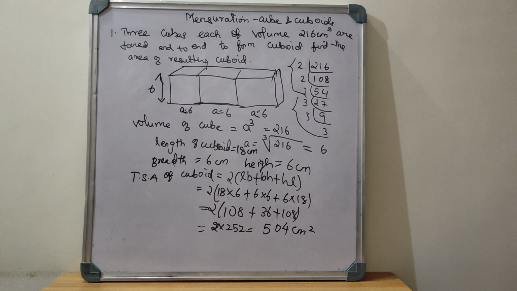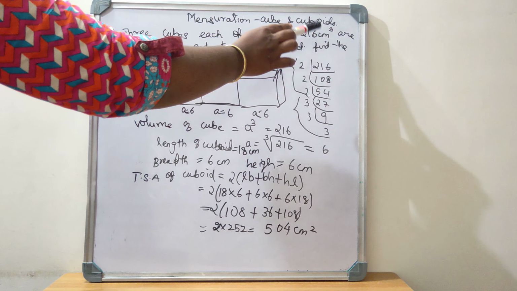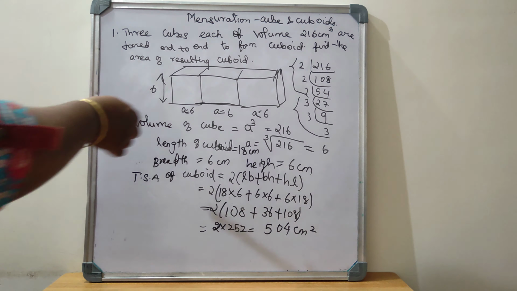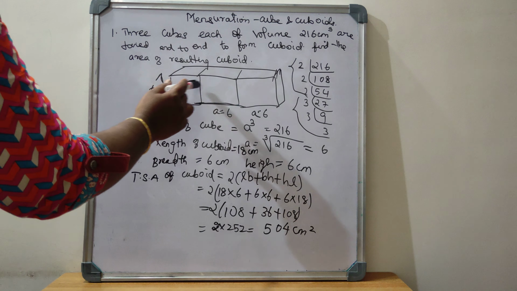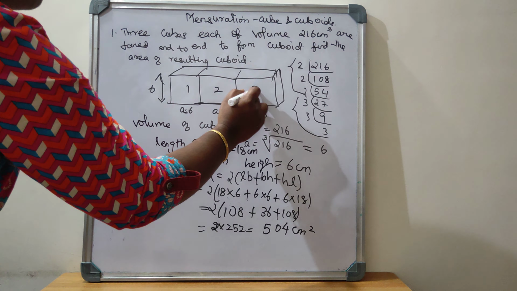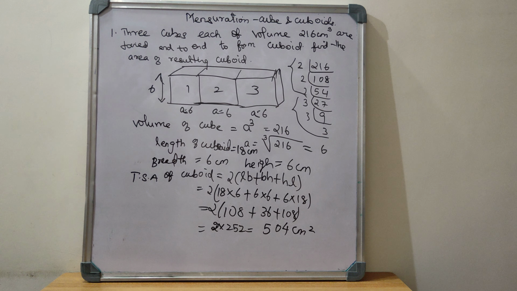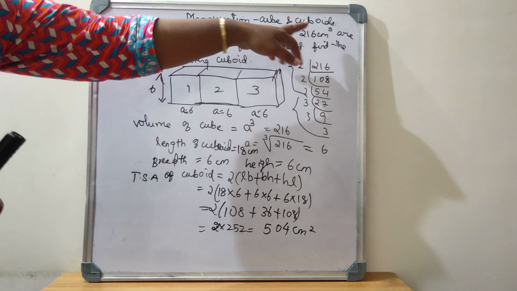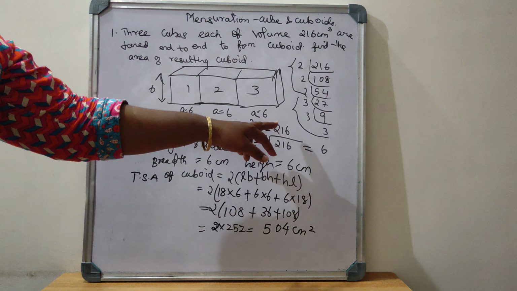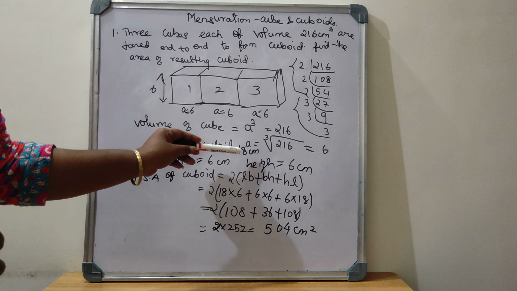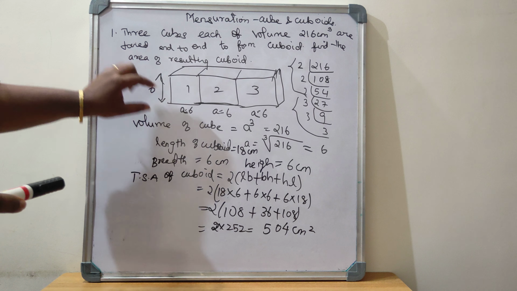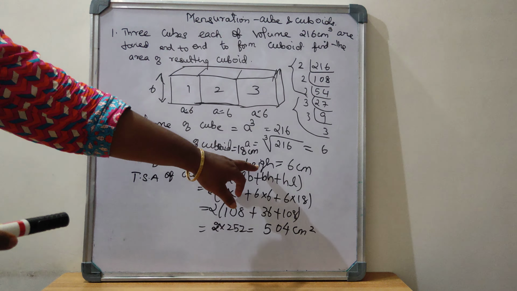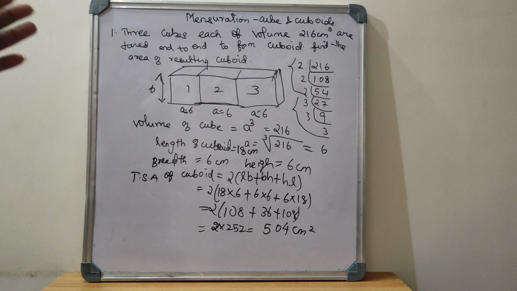So once again I'll repeat this problem. 3 cubes, each of volume 216 centimeter cube, are joined end to end to form a cuboid. Find the area of the resulting cuboid. They didn't give us the side, so we're going to find the side of the cube by using the volume. Volume of the cube equals a cube, that equals 216. So length of the cuboid equals 6 plus 6 plus 6, so it is 18. Breadth will not change, so it is 6, and the height also remains the same as the side of the cube, so it is 6.